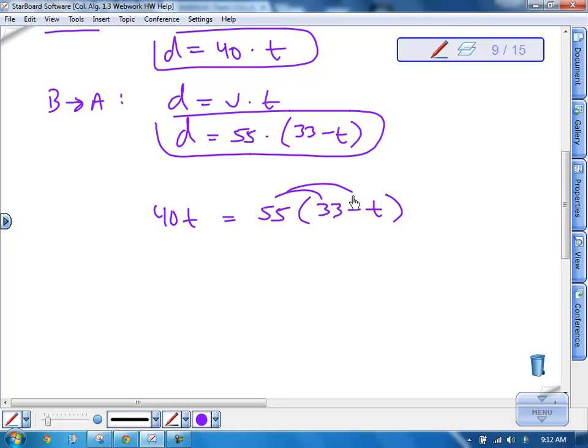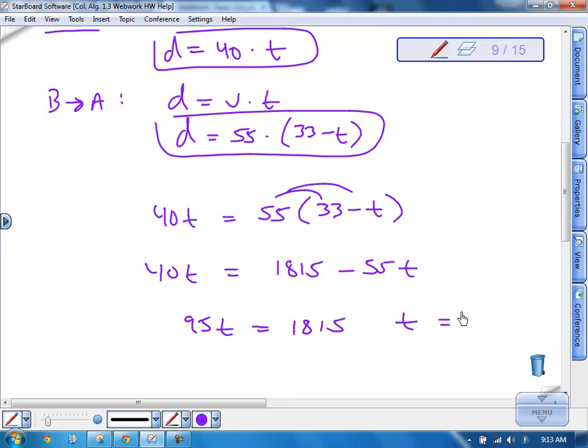And then we can solve this by distributing. And that gives us 1815 minus 55t equals 40t. And then obviously just add 55t to both sides. That gives you 95t equals 1815. If you solve for t by dividing both sides by 95, you get t equals 19.1 hours.